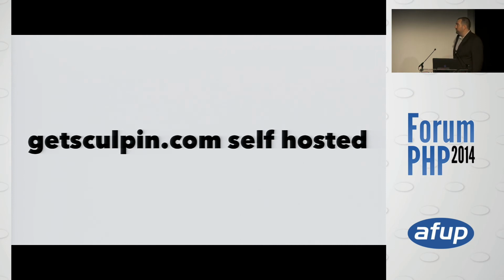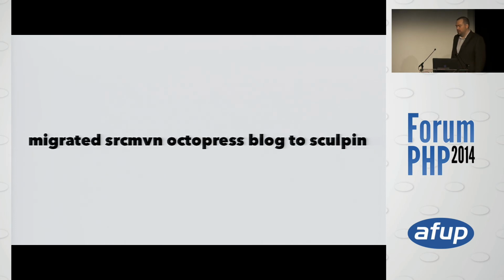By February 1st of 2012, Sculpin's website was self-hosted. Meant that Sculpin's website was actually generated by Sculpin, which seemed like a pretty interesting milestone for me. I was kind of excited about that. By the middle of February, a couple of weeks later, I had managed to migrate my blog that had previously been an Octopress blog to be generated by Sculpin. So that was a pretty big deal for me, because that meant it was feature complete enough that I could generate my whole blog using Sculpin.